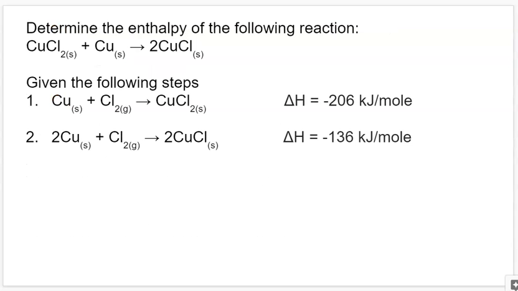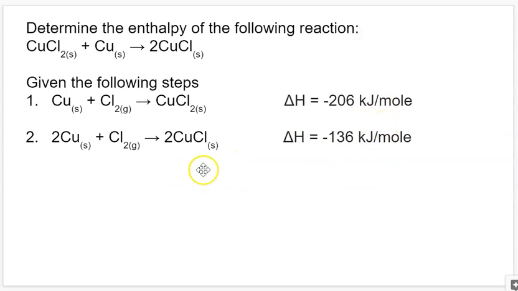All right, so let's do another practice. This is a slightly easier one. Determine the enthalpy of the following reaction of CuCl2 solid plus copper solid, making 2CuCl solid. And we're given the following steps. We have copper plus chlorine, making this copper 2 chloride. And then I have 2 copper plus 1 chlorine, making 2 copper 1 chloride. Each of these have an enthalpy value associated with them.